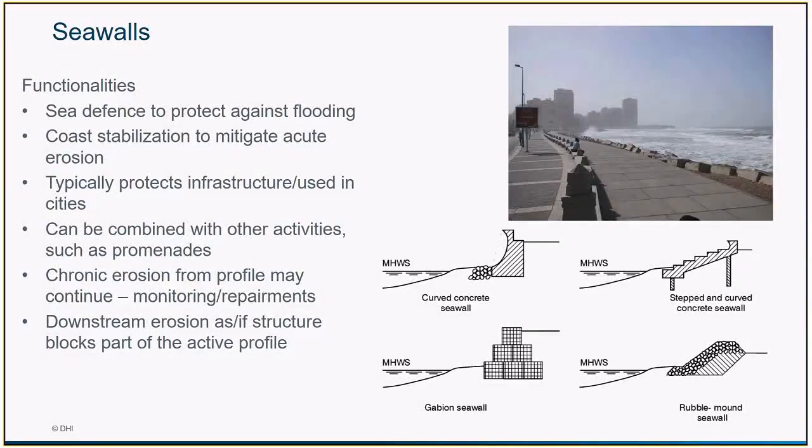One of the drawbacks of this seawall is that there's still potentially chronic erosion that occurs in the profile, so it needs to be monitored and sometimes repaired when very strong events hit the seawall. And due to the fact that it can potentially block part of the active profile, it can potentially lead to downstream erosion as well.